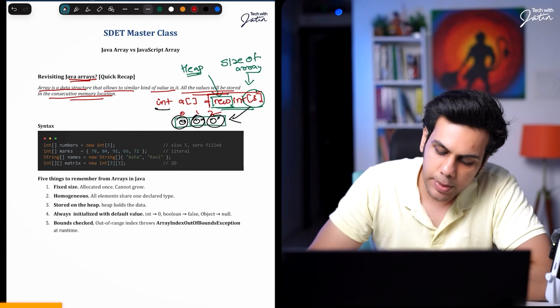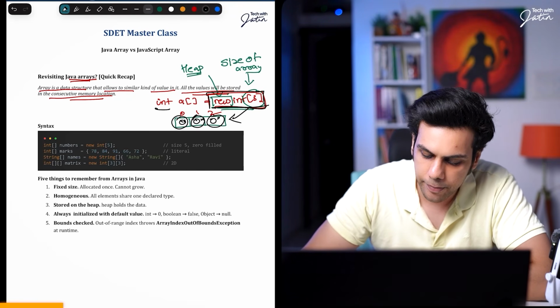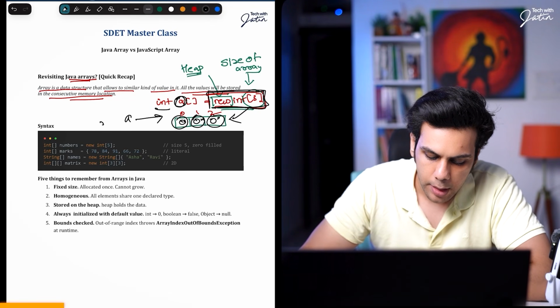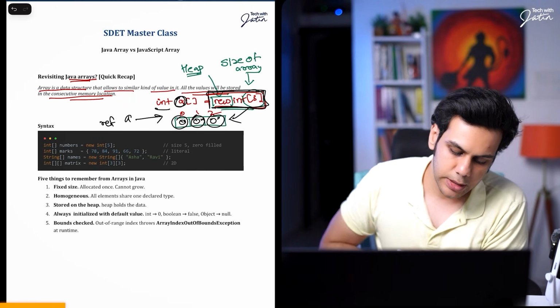Acha, this is my array. I hope everyone remembers that. This is my array. What is A then? A becomes your reference variable.